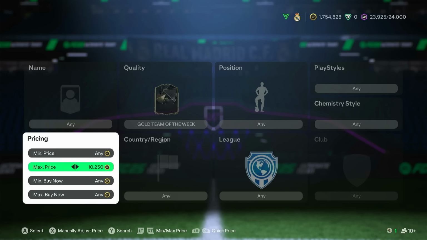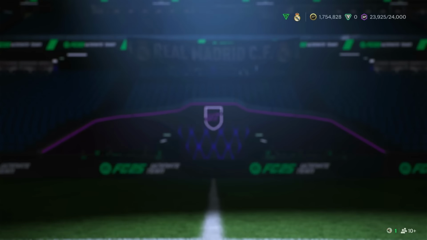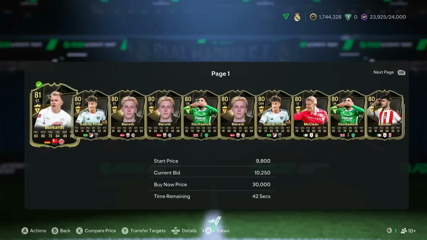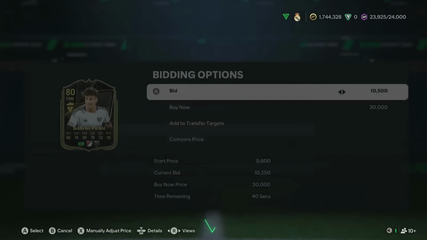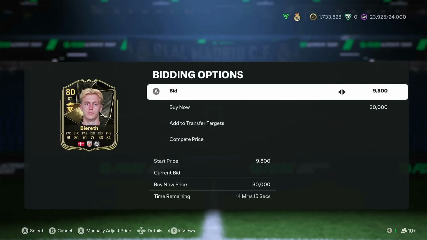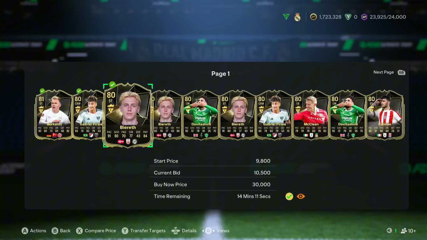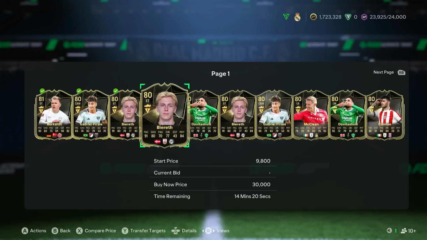Have the exact filter in the background. Quality: Gold, Team of the Week, maximum price 10,250. Click search, and all you literally have to do, throw a bid between 10,050 to 10,500 coins and literally just lazy list your cards. What is lazy listing? You are selling to lazy people that don't check the market and they buy your cards in the last 1 minute.